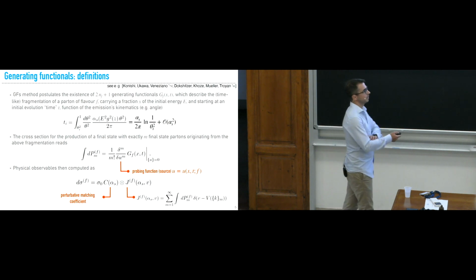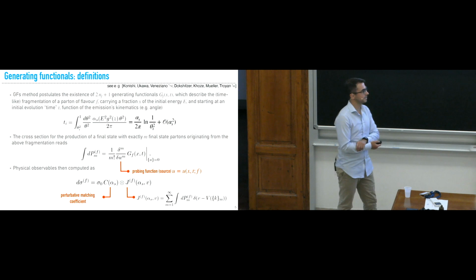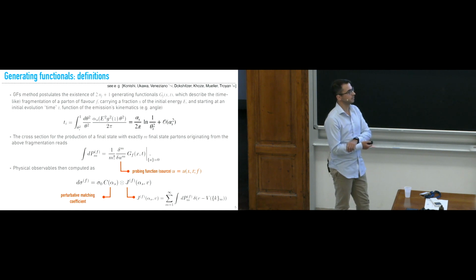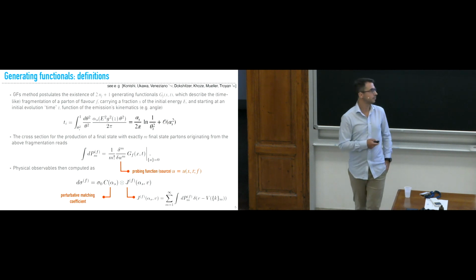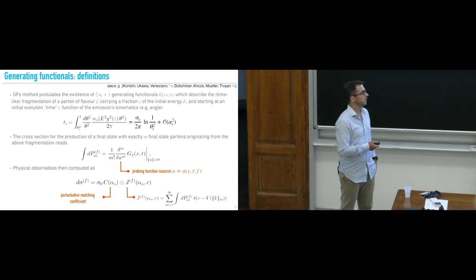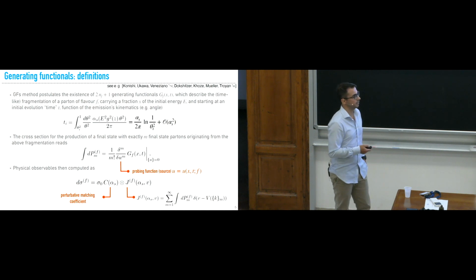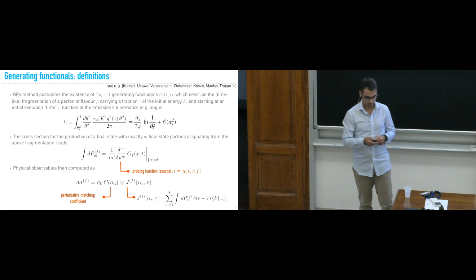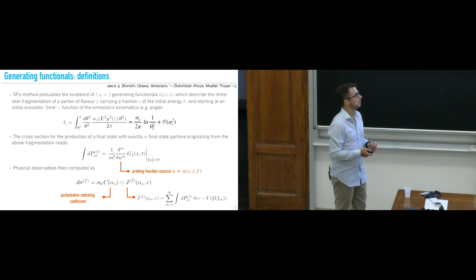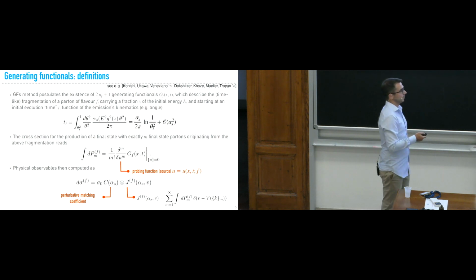So it postulates that there exist 2NF plus 1 generating functionals in a theory with NF fermions. These are abstract objects that describe the fragmentation. In this specific case, I'll be considering time-like fragmentation of a parton of flavor F that carries a fraction x of the initial energy E of the jet, starting at an initial evolution time that I'll define shortly, and all the way down towards lower values of the resolution scale, up until non-perturbative scales. Now, how do we choose the evolution time?